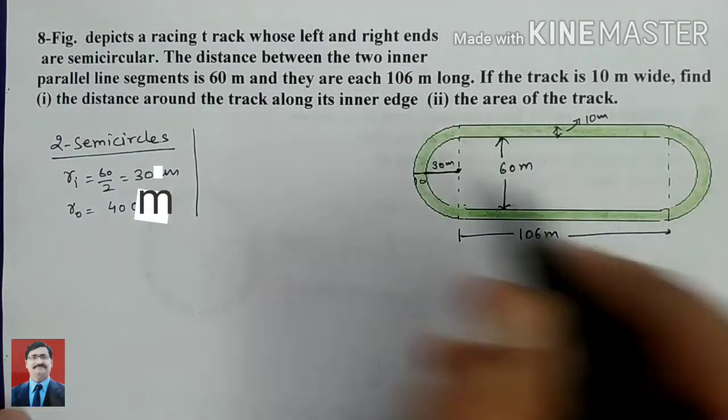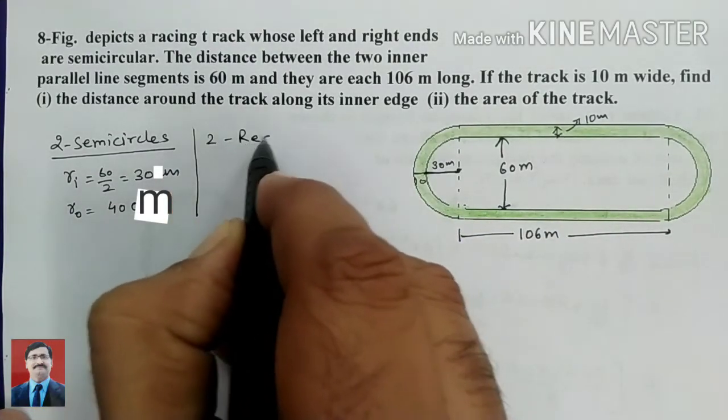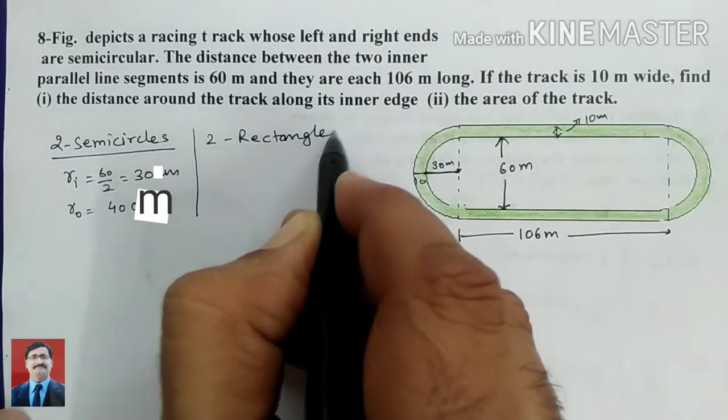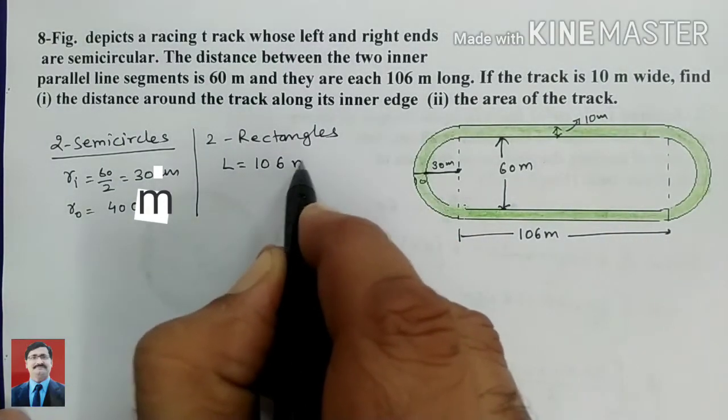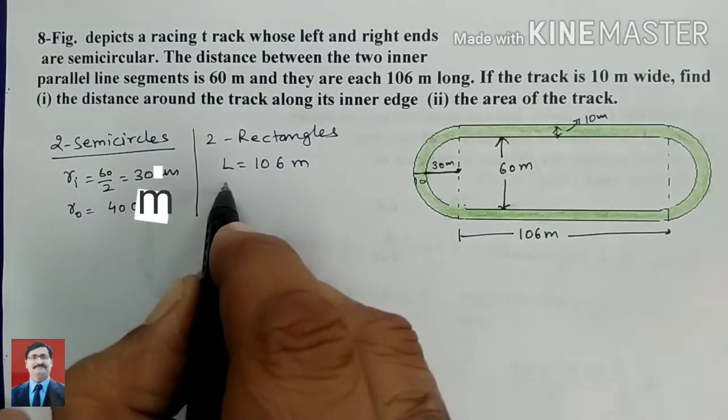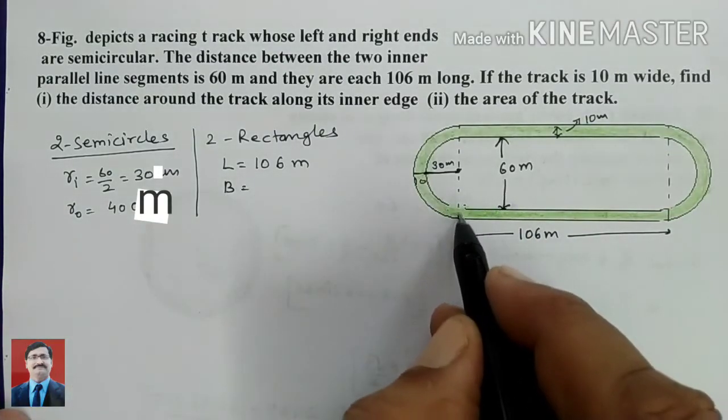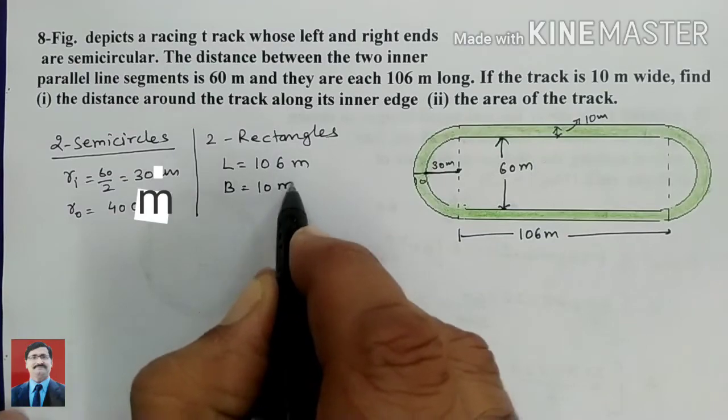Now we have two rectangles. What do we have here? Two rectangles. Length is 106 meters, and breadth is here. Breadth will be the width. Width is 10 meters. All of you understand?